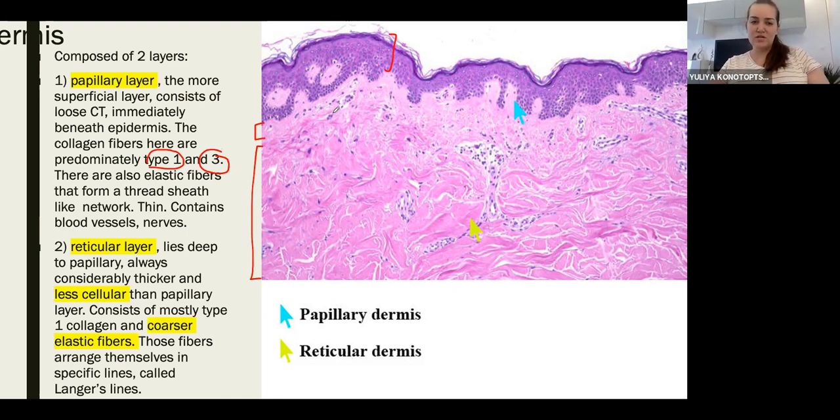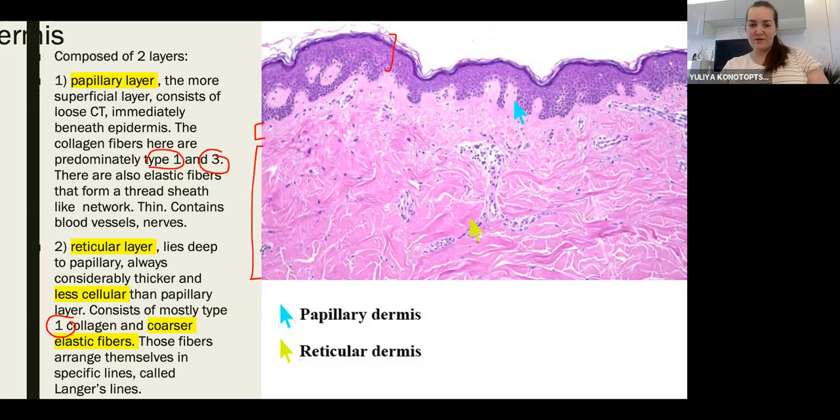Take a look at the reticular layer. It has only collagen type 1. So not sure who was naming those things, but the reticular layer does not have reticular fibers. I'm not sure why they called it like that, but it does not have collagen type 3. Papillary layer does. So the papillary layer will have the reticular fibers.